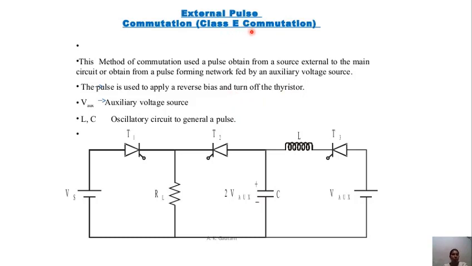So we have come to the end of all the commutation techniques: class A, class B, class C, class D and class E commutation. And we have come to the end of the first module.